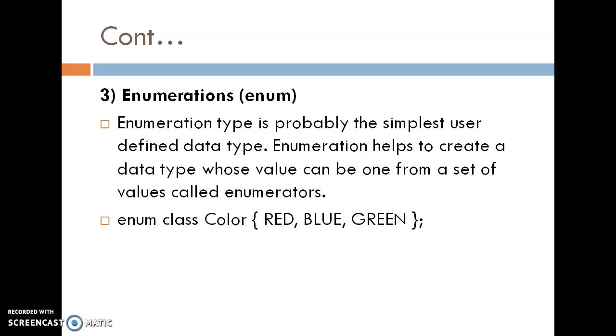Now the third user-defined data type is the enumeration data type. It is declared with the keyword enum. Enumeration is probably the simplest user-defined data type, and it helps to create a data type whose value can be one from a set of values called enumerated. For example, enum class color red, blue, green.